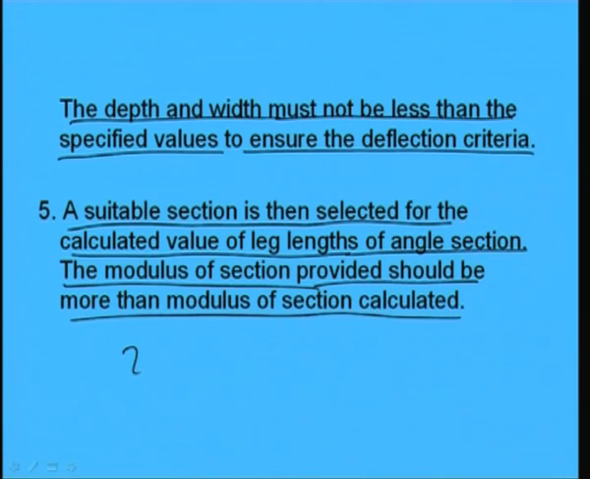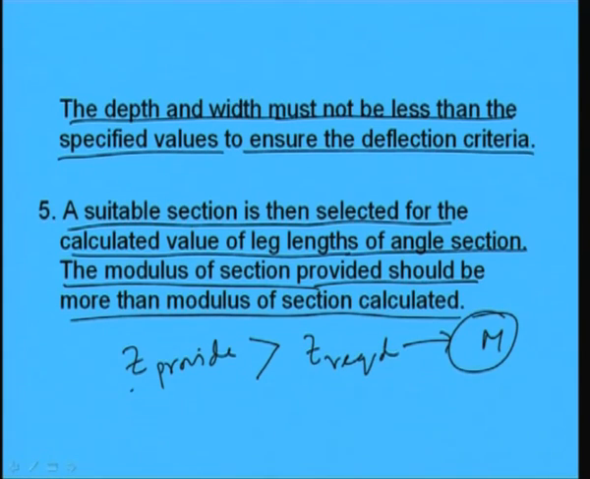Modulus of section provided means Z provided definitely has to be greater than Z required, which is calculated from the moment, and this we have provided. So, on this basis we can design the purlin.